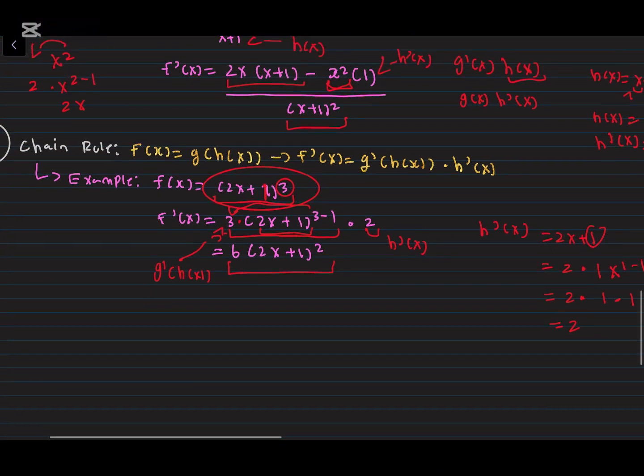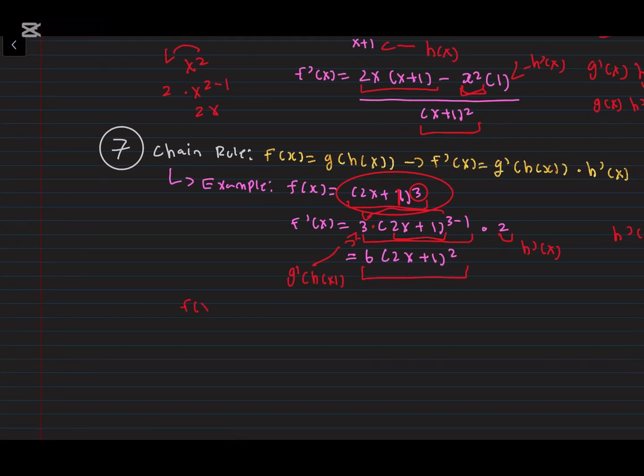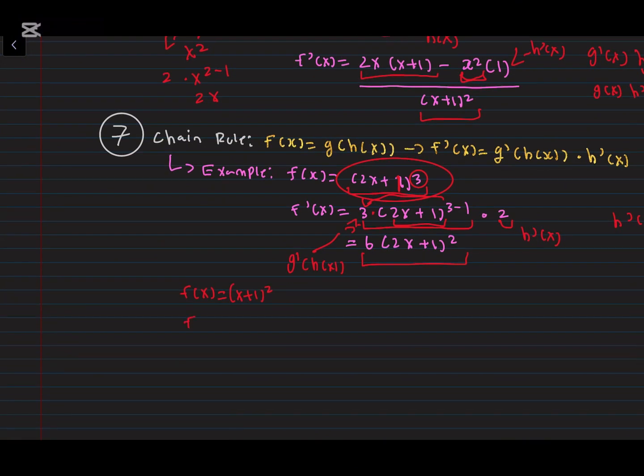So using the chain rule, I want you guys to try to find the derivative of x plus 1 squared. So if f of x is equivalent to x plus 1 squared, I want you guys to try to find the derivative of this, and comment down below if you did manage to get it.